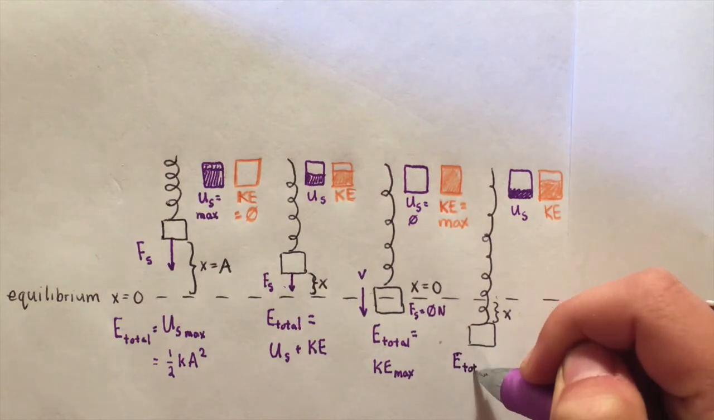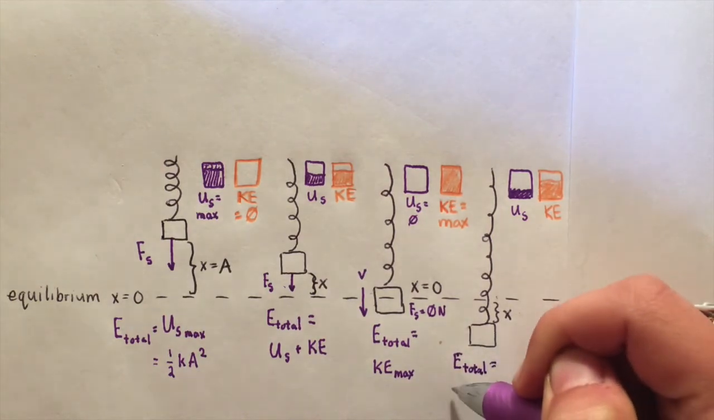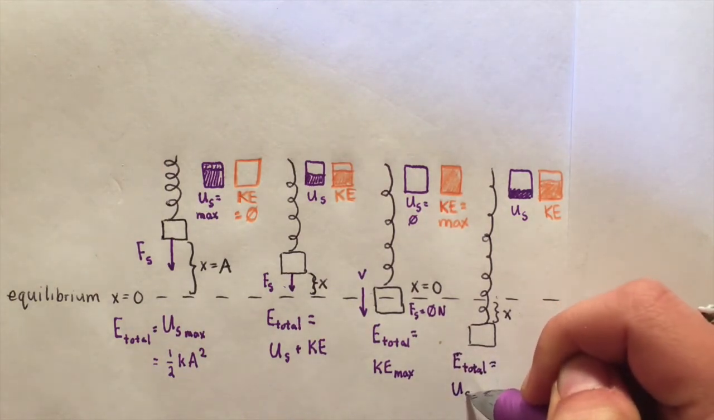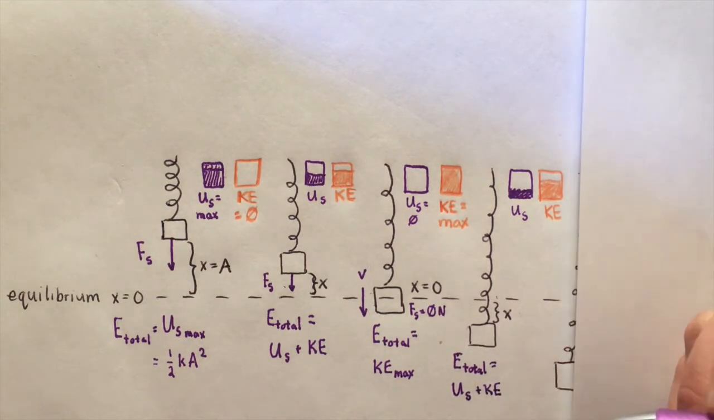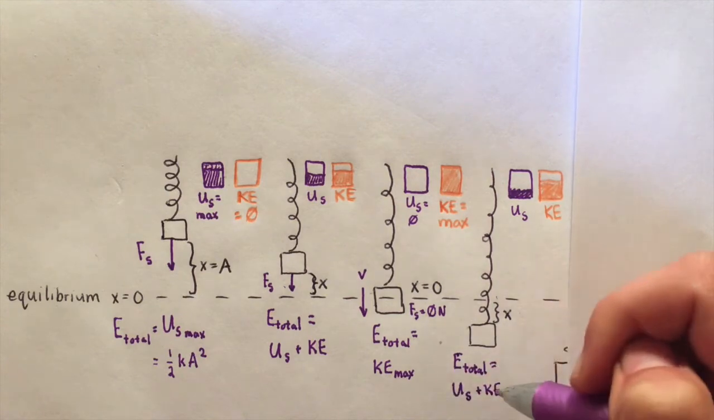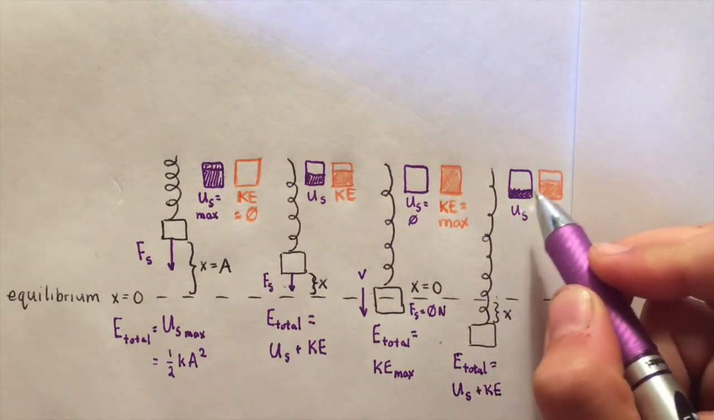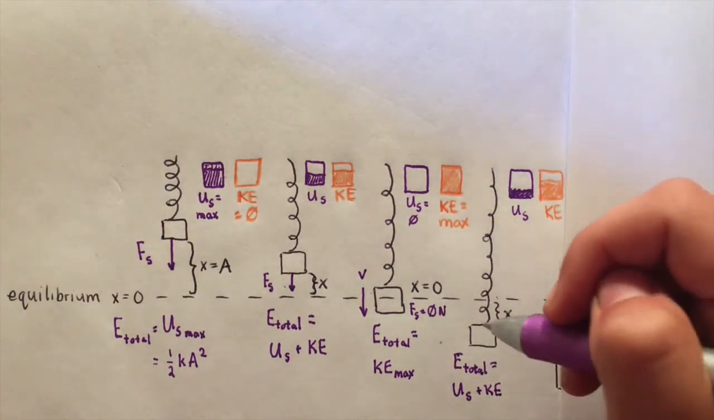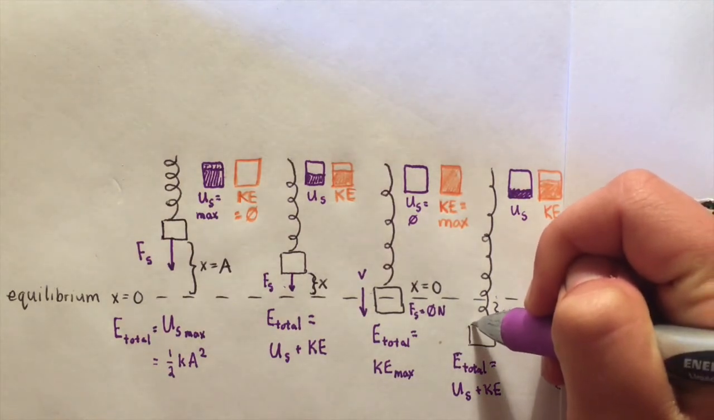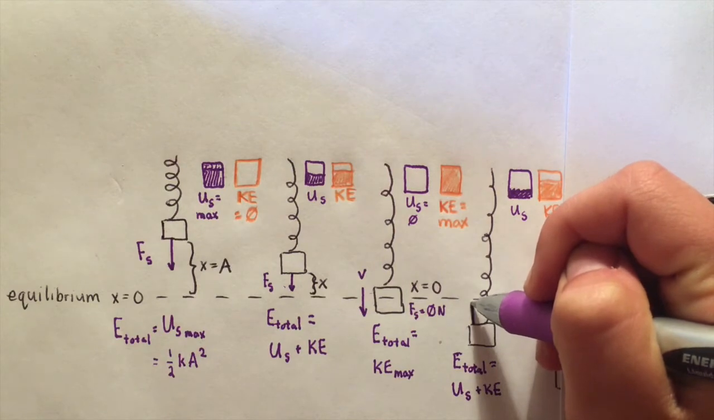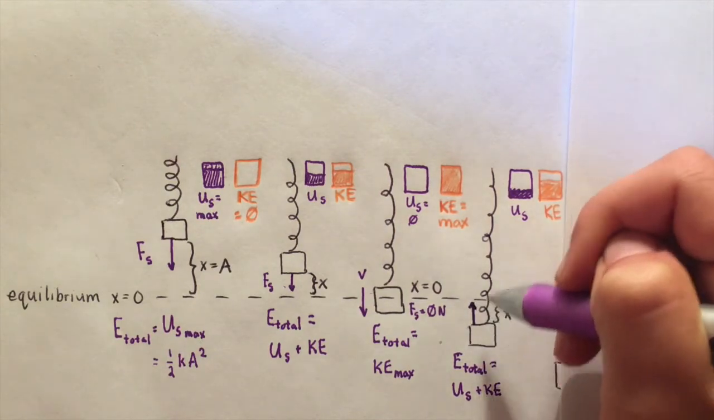E total at this point is equal to both the spring potential plus the kinetic energy at this point in the cycle. None of these are at their maximum because the bins are only partially filled. And the spring force is now pointed in the opposite direction. The spring force now wants to cause the box to move this way, back towards equilibrium.